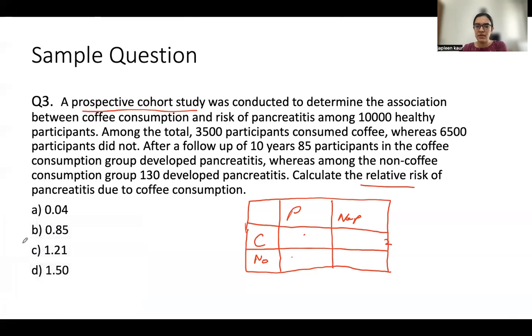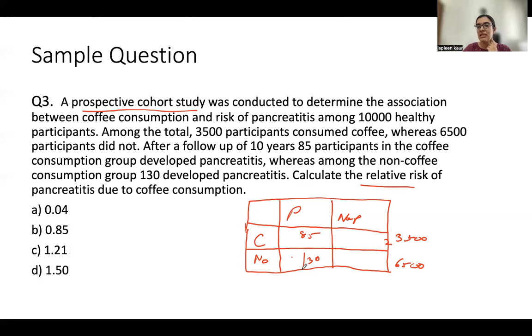So here we know that all those who consume coffee are 3,500, right? And 6,500 did not. Even if they had not given this to you, you would have probably been able to subtract it from 10,000 and got this number. After 10 years of follow-up, 85 in the coffee consumption group developed pancreatitis. So this is what you get, 85. Whereas amongst the non-coffee group who developed pancreatitis was 130, right?